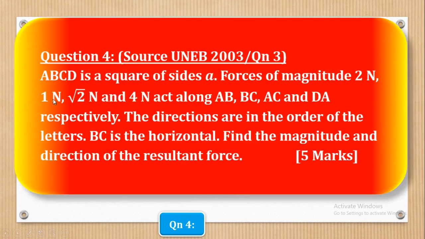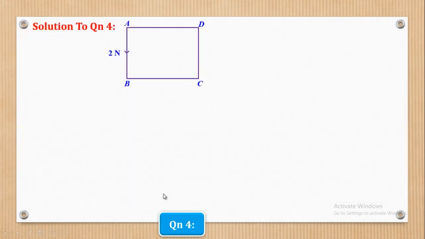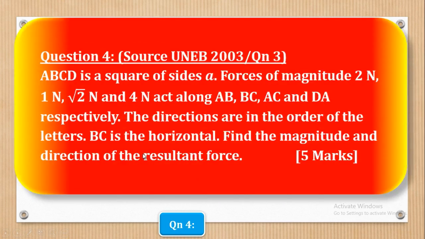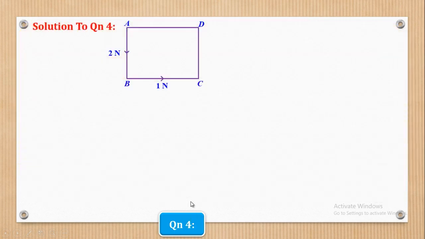Next is the 1 Newton force, which is in the direction of BC. So we shall come on BC and draw the 1 Newton force. Then we shall go to root 2 Newton, which is in the direction of AC. So we shall come at AC and put our root 2 Newton force.